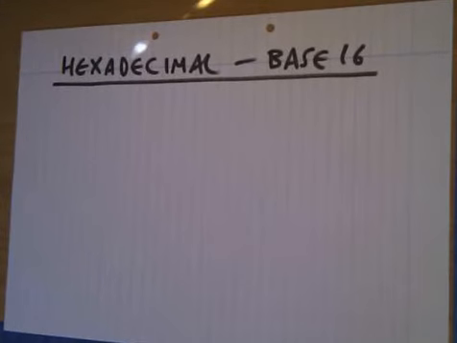We understand base 10 because we have our fingers, and we understand we need base 2, binary, because that's how computers work. They have electrical circuits inside them. It's either on or off, 1 or 0. So why do we need hexadecimal? Well, hexadecimal is used by computer scientists to represent binary in a more human readable form.